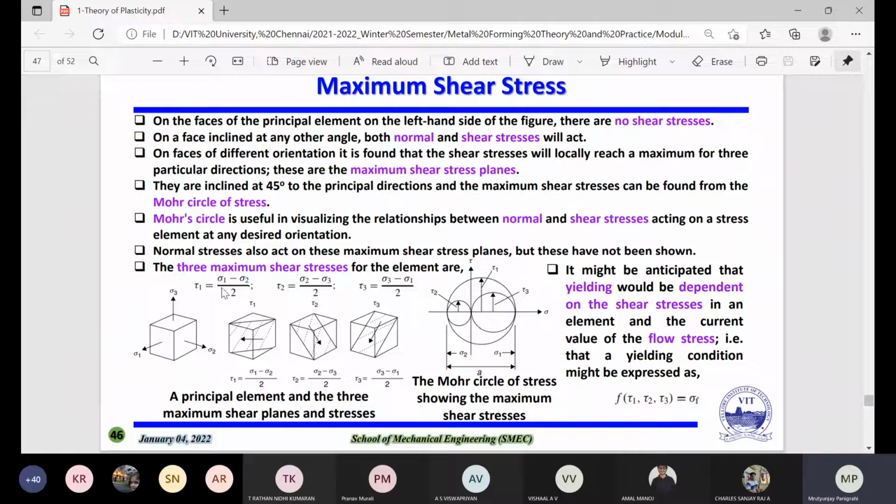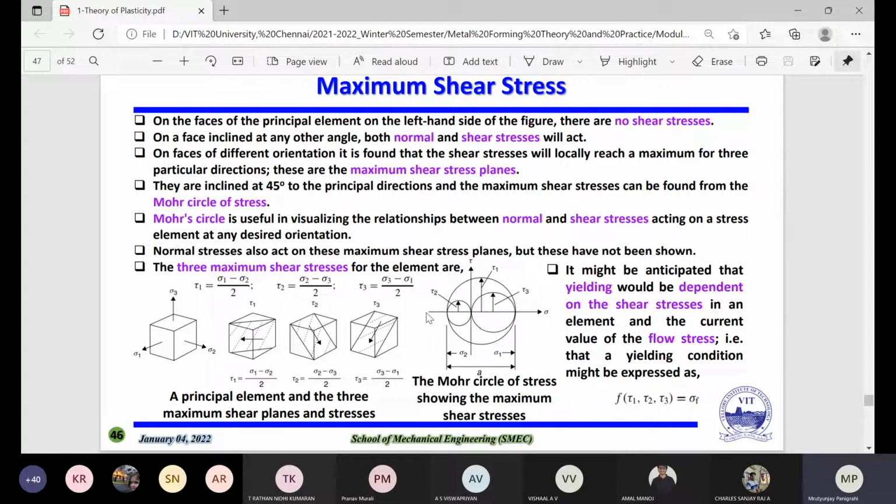For example, tau 1 equal to the shear stress, sigma 1 minus sigma 2 divided by 2. Similarly, if you want to find the shear stress tau 2, you have sigma 2 minus sigma 3 by 2. And also tau 3 equal to sigma 3 minus sigma 1 by 2. You have to find these out.